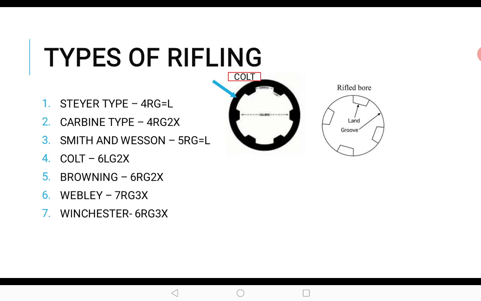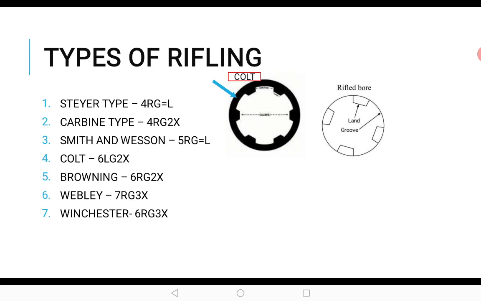We have the Steer type, Carbine type, Smith and Wesson, Colt, Browning, Webley, and Winchester. The Steer type is a type of rifling. It has 4 lands and grooves, with a right direction of twist. Carbine type has 4 lands and grooves, right twist, and the width of the groove is 2 times the width of the land. Smith and Wesson has 5 lands and grooves. The direction of twist is right, and the widths of the lands and grooves are equal.